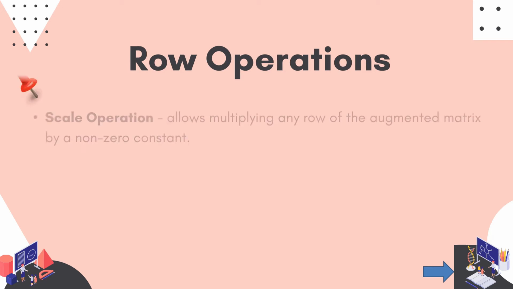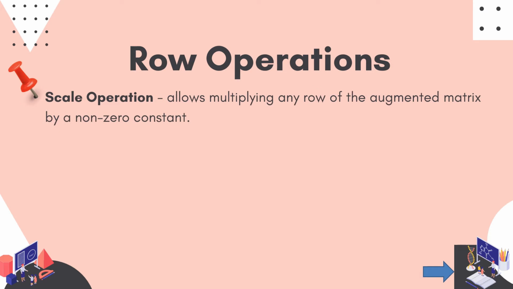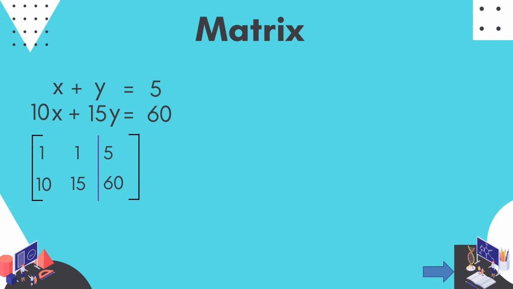The first one is the scale operation. It allows multiplying any row of the augmented matrix by a non-zero constant. For example, in this given matrix, our target is to make the second diagonal number, which is 15, into 1. How can we do it? Well, we can use the scale operation.